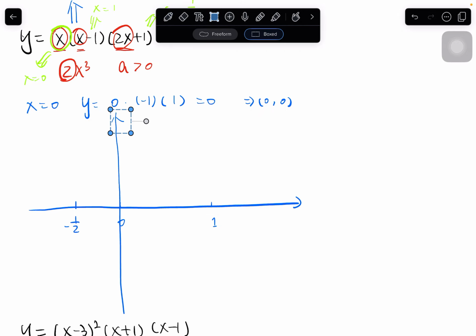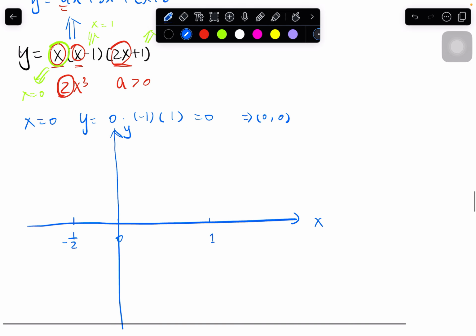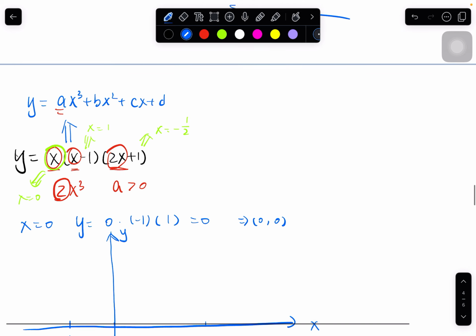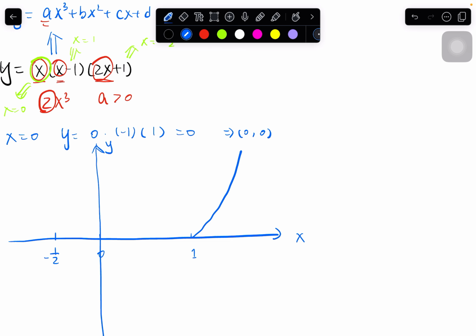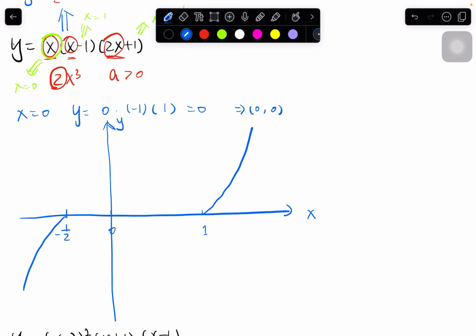Now we just sketch the axis. This is x and this is y. Now we know that the shape is top right and bottom left. So we're going to say the shape looks like this at the two ends, right? Now we have to determine the middle part.